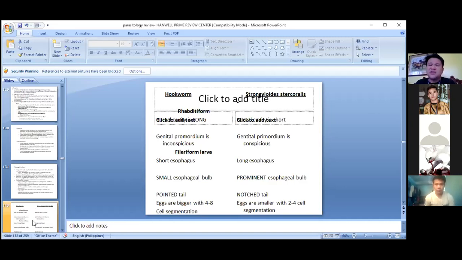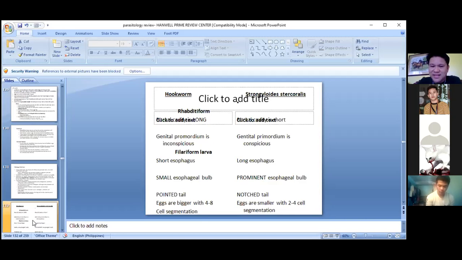Now, the second one is a genital primordium. Last meeting, I've made use of the word conspicuous, conspicuosity. If we are going to compare conspicuosity of genital primordium, alin sa mga nematode ang may pinakamalaking vagina? Genital primordium. Ang sagot natin, Enterobius vermicularis, followed by Strongyloides stercoralis, and the last would be hookworm. Kaya makikita nyo dyan, sabi niya, genital primordium for hookworm is inconspicuous. Halos hindi mo na makita. Strongyloides, it is conspicuous, but not as conspicuous as that of Enterobius.